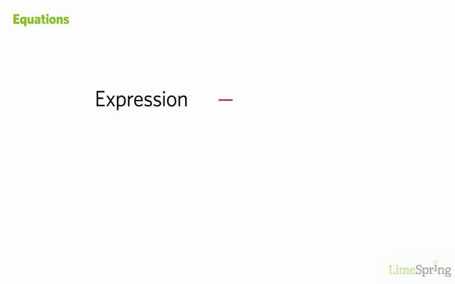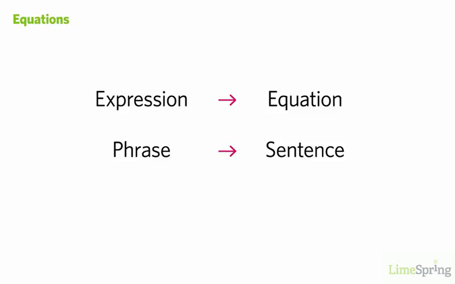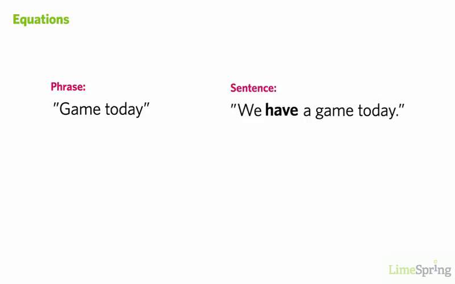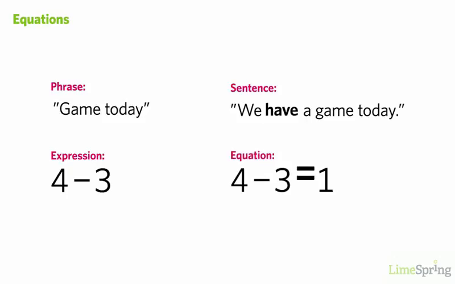Converting an expression into an equation is just like converting a phrase into a sentence by adding a verb. For instance, game today is a phrase, whereas we have a game today is a sentence. 4 minus 3 is an expression, whereas 4 minus 3 equals 1 is an equation.